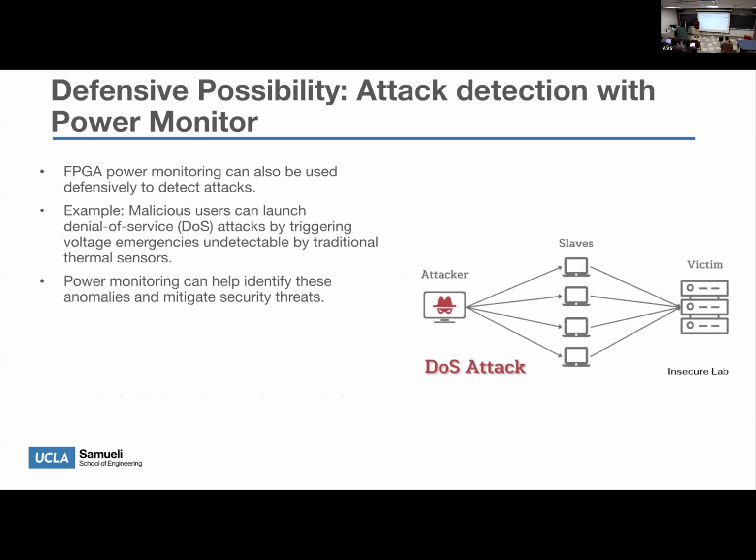So now we're going to go over a few different kinds of attacks and attack detections. One defensive possibility is to have an attack detection with a power monitor. Because FPGA power monitoring can also be used to defensively detect attacks, it plays on the theme that the best offense is a good defense. One example is that when malicious users launch denial of service attacks by triggering emergencies that might not be detected by traditional thermal sensors, power monitoring can help identify these anomalies.